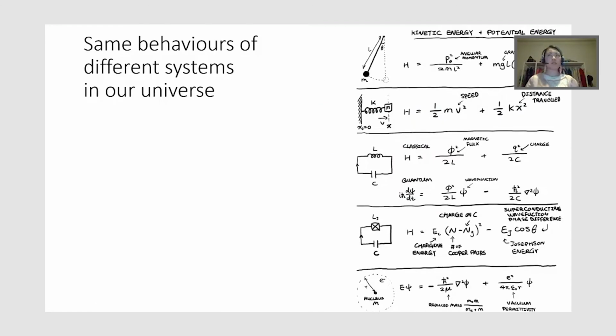And for people who have seen the hardware class that I have given, I have shown some parallel comparison between many different systems in our universe that actually behave very similarly. People who have seen this commented last time that this was very beautiful. So today we have more examples. This is showing the Hamiltonian of all these different systems: pendulum, weight on a spring, or LC circuits.